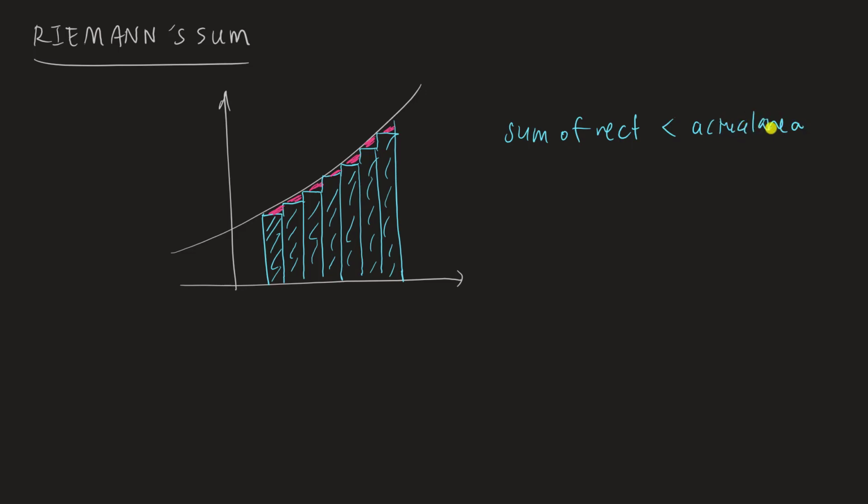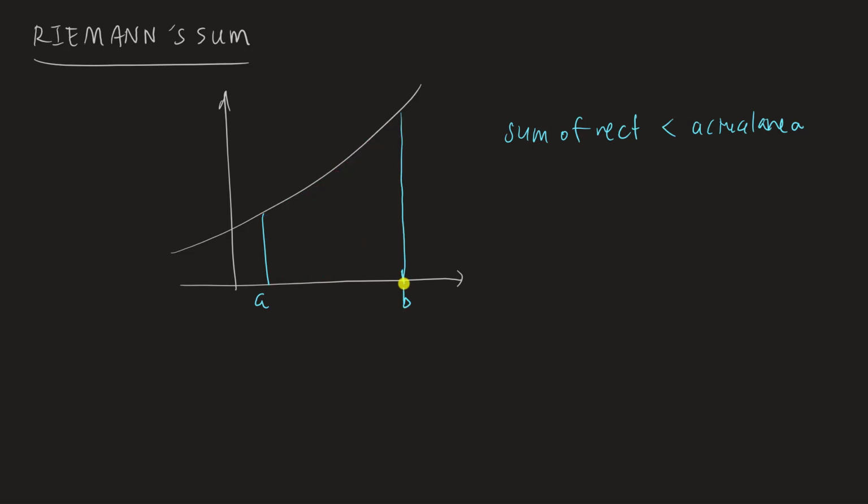What happens when I do the same thing within the same boundaries from A to B, I create more rectangles? This time around, I create 10 rectangles. Now, my rectangles are actually skinnier, they are actually thinner. The underestimation actually shrunk down by a bit. And if we were to continue doing this, instead of using 10 rectangles, we use 100 rectangles, 500, 500,000 rectangles.